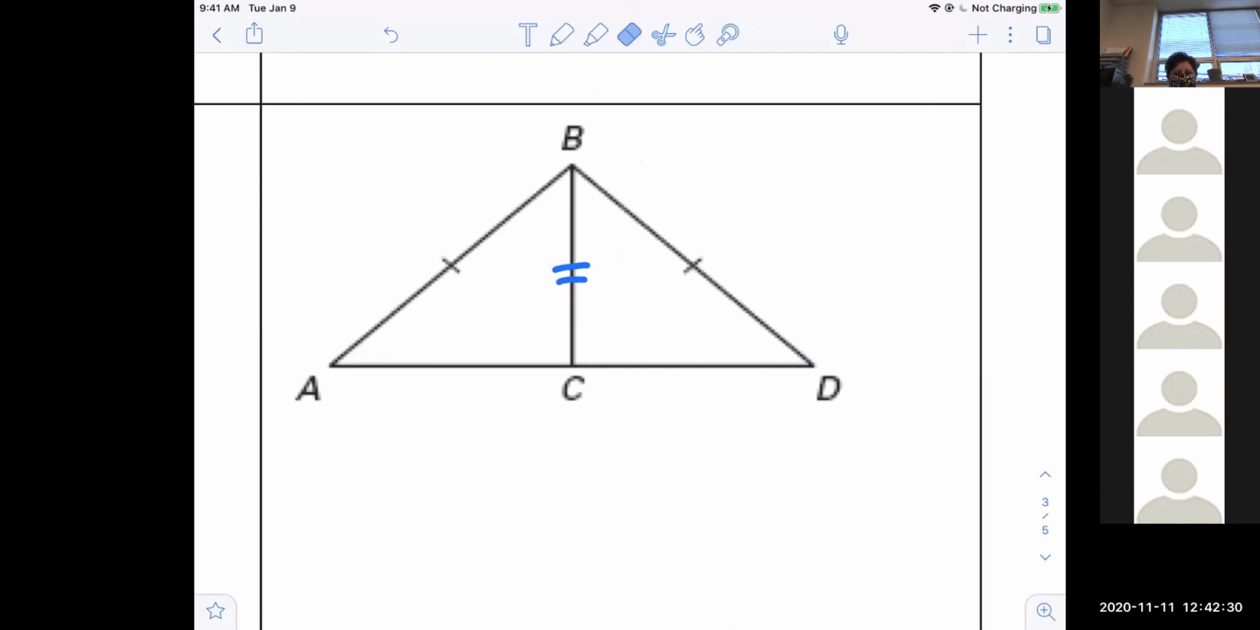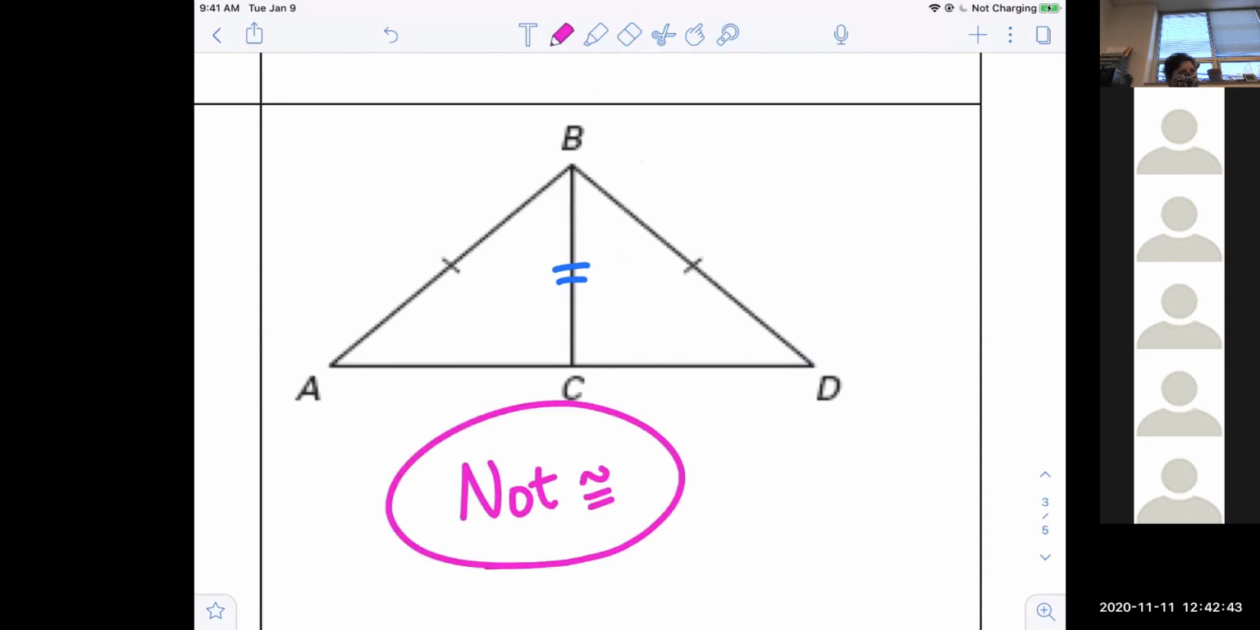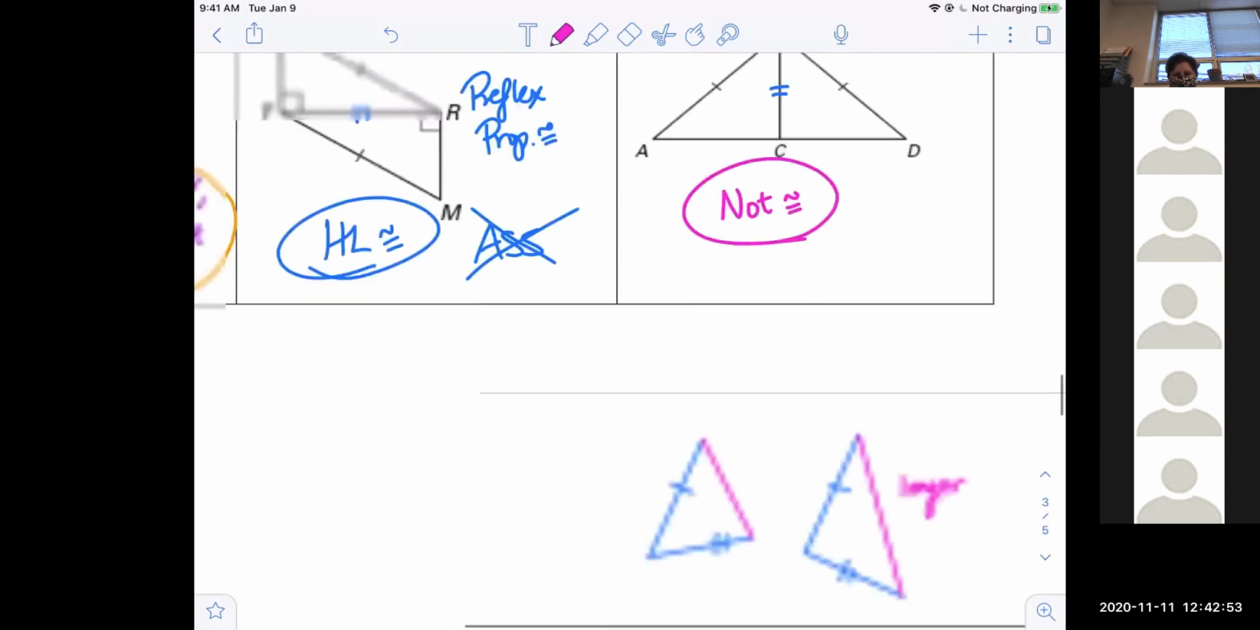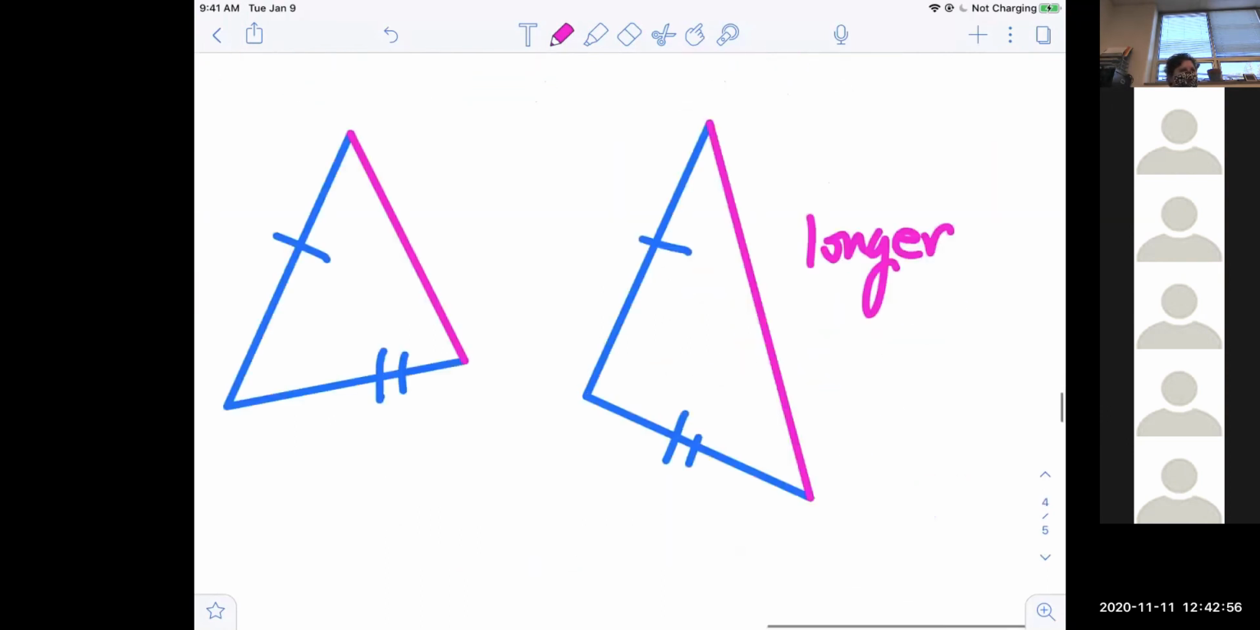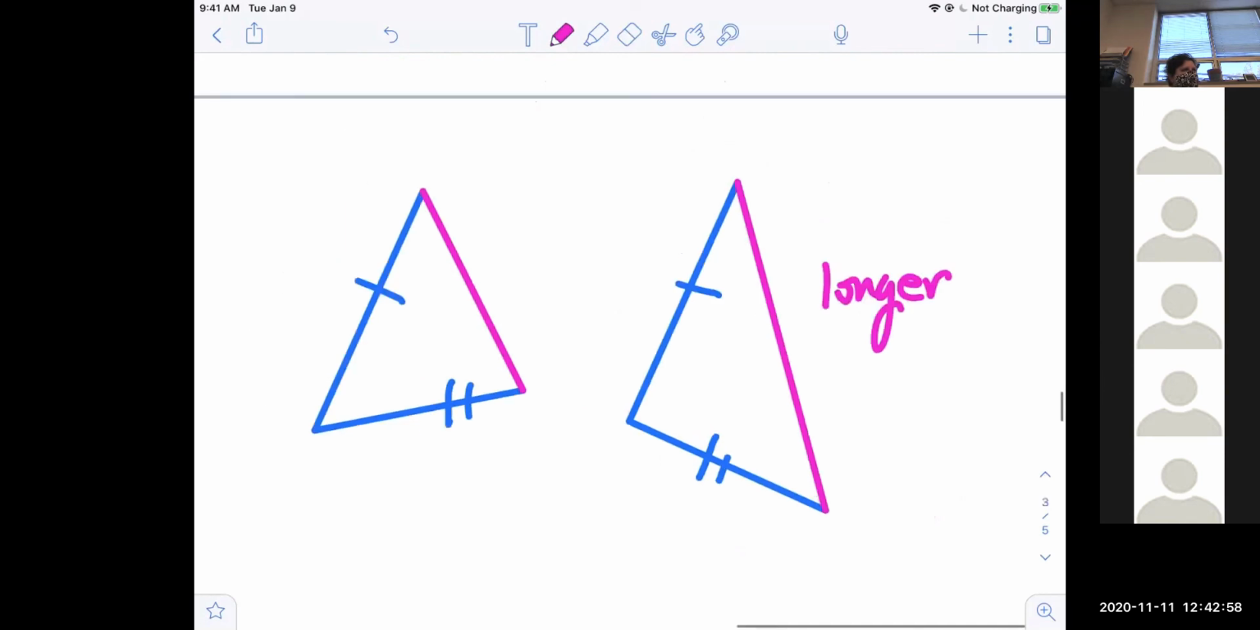That's right, that's for reflexive. So all you have is 2 pairs of segments. You don't have any angle measures. It's not going to be sufficient. We would not even know that they're similar because, again, if all you know are 2 pairs of congruent segments, the triangles don't even have to be the same shape.